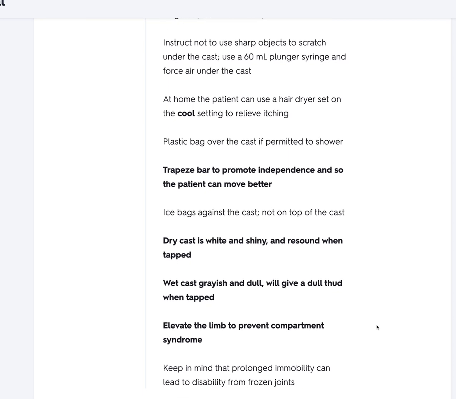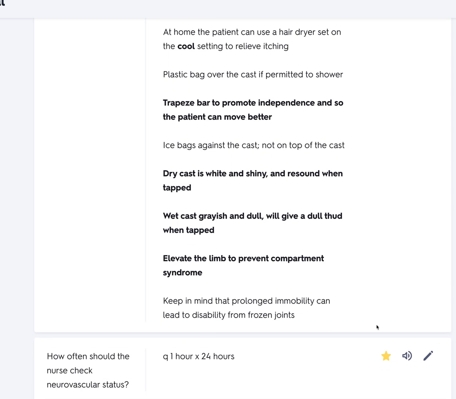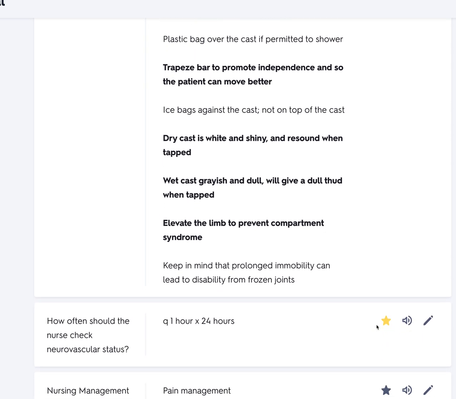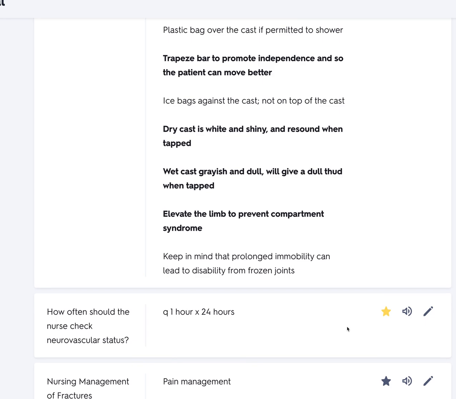We talked about elevating the limb, and remember that prolonged immobility can lead to disability from frozen joints. So that's why we want to do range of motion, okay? How often should the nurse check neurovascular status? After trauma, fractures, any orthopedic procedure, vascular procedures, any procedures on the limb, you want to do them every hour times 24 hours. Then after that, you can go to every 4 hours if the patient is stable.